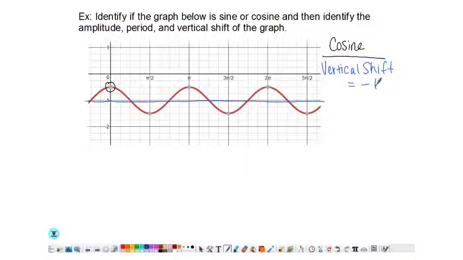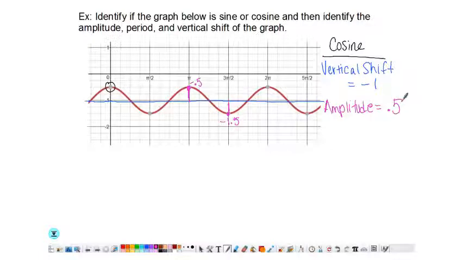Okay, and then we want to find our amplitude. Our amplitude is the distance from a maximum point to the line, or from a minimum point to the line. It looks like we're up here at -0.5 and down here at -1.5. So our midline was at -1, our max point is at -0.5, which means that our amplitude is 0.5.